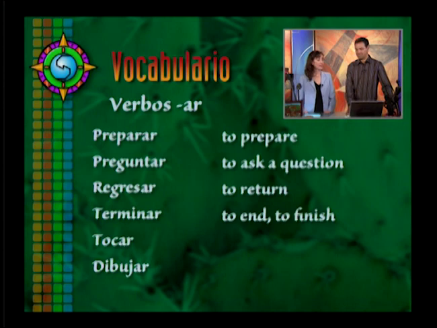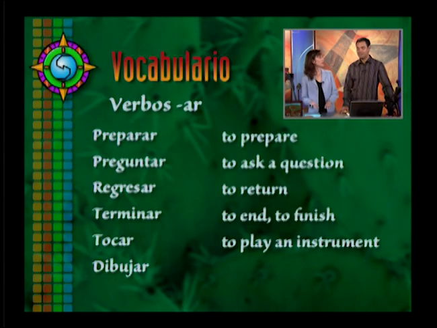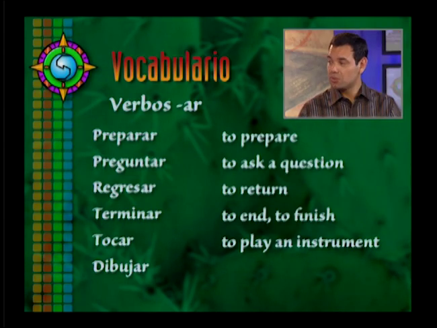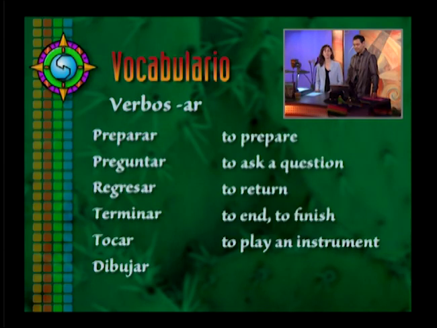Y el siguiente es tocar. I think I've seen this verb used a few different ways. We could use it to play an instrument. Tocar el piano. Tocar la flauta. Also, I don't know if it's the case in the rest of Latin America, but in Mexico we use tocar also to knock on the door. When someone knocks, él toca la puerta. Muy bien.